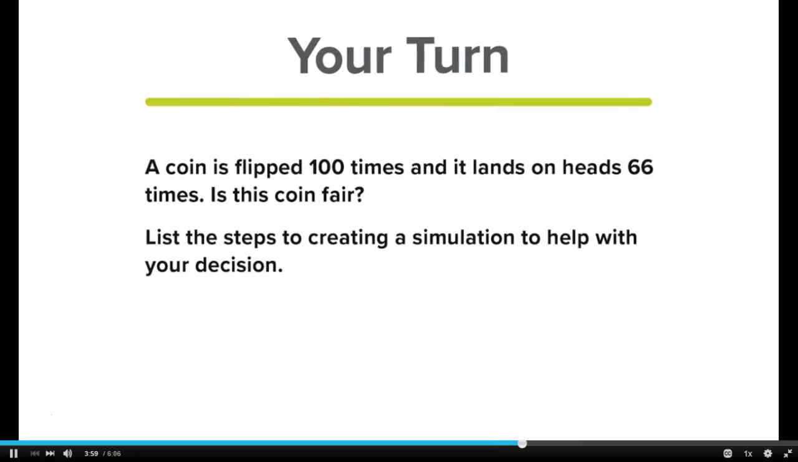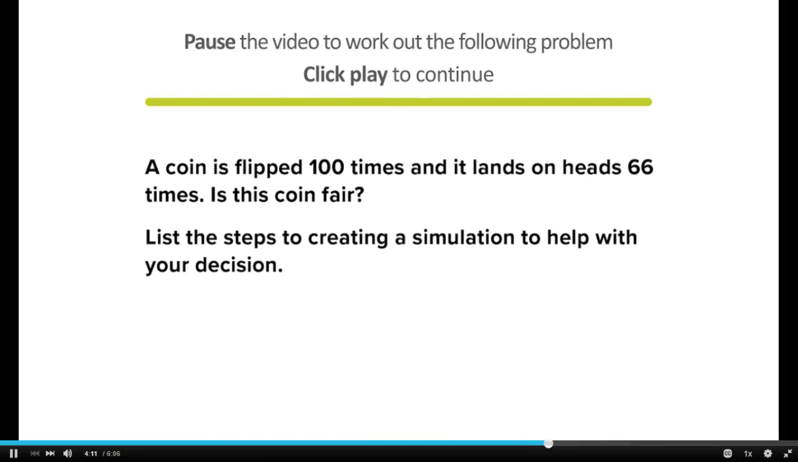Now it's your turn. A coin is flipped 100 times and it lands on heads 66 times. Is this coin fair? List the steps to creating a simulation to help with your decision. Pause the video to work out the following problem. Click play to continue.